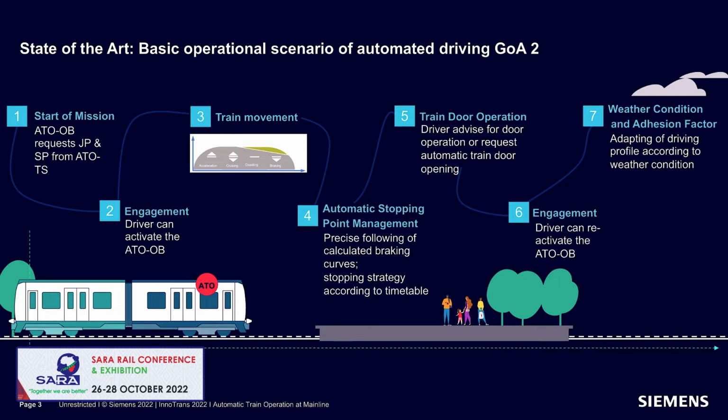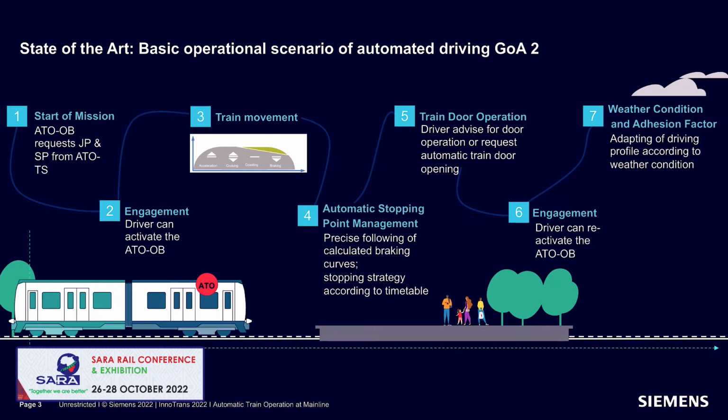So the train comes to the station and stops automatically, very accurately at the position which was defined before. The door operation can be done automatically. It can also be done by the driver. It's in the hands of the driver. The driver has to initiate this automatic operation. And afterwards, the train can start to the next station after initiation by the driver.